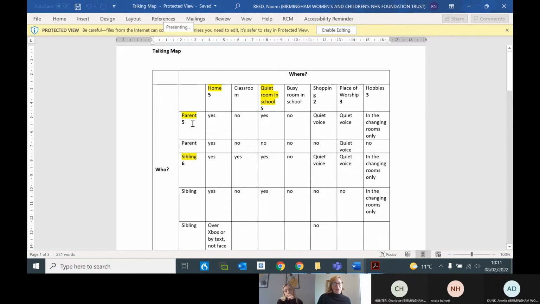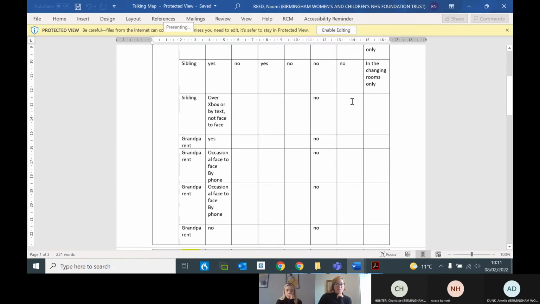So you can tally across. Looking at this parent, they will speak to them in 1, 2, 3, 4, 5 places. So you put a little number there. And then you think about various locations in the child's life. If you think about a place of worship, imagine this child goes to mosque, this child will speak to 3 different people in the mosque. They would speak to their parent using a quiet voice, they'd speak to their other parent using a quiet voice, and they'd speak to their sibling.